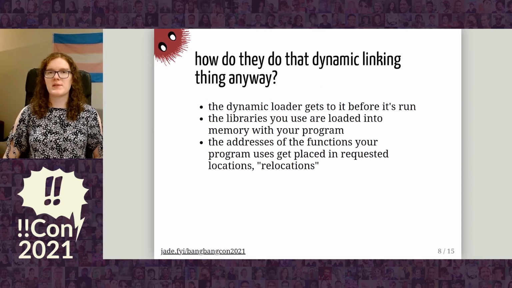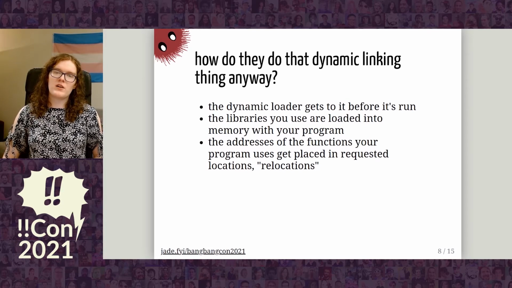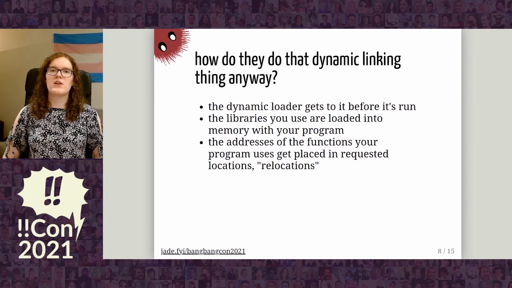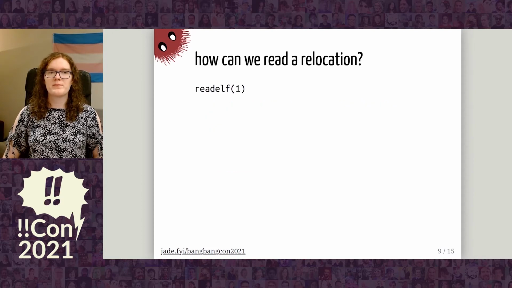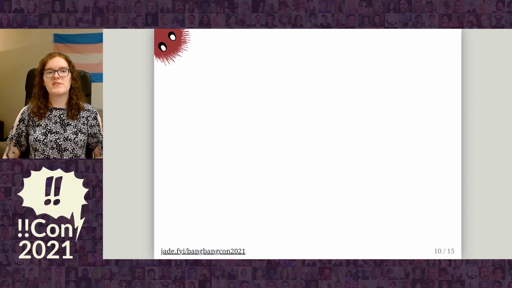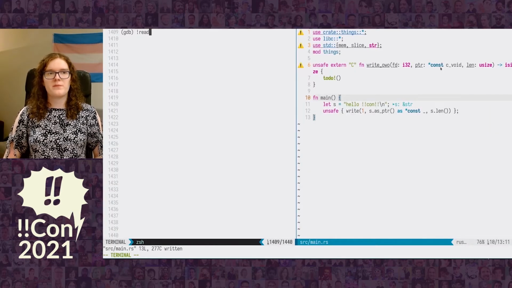So on Linux, dynamic linking is accomplished by the dynamic loader, which gets at your program before you get control. And it will load all of your dynamic libraries and set relocations of all of the functions that you call in those dynamic libraries to pointers to the actual functions in memory. So we want to read a relocation, and for that, we're going to use readelf. So let's try that out.